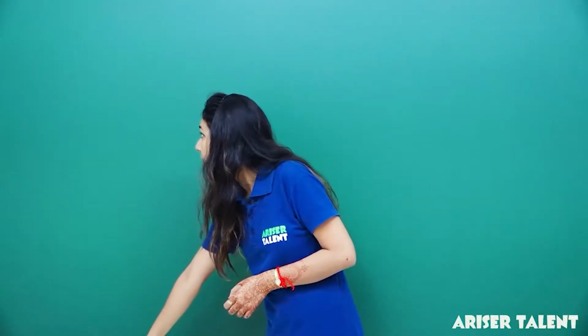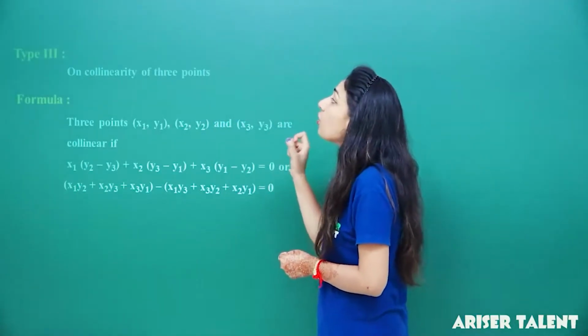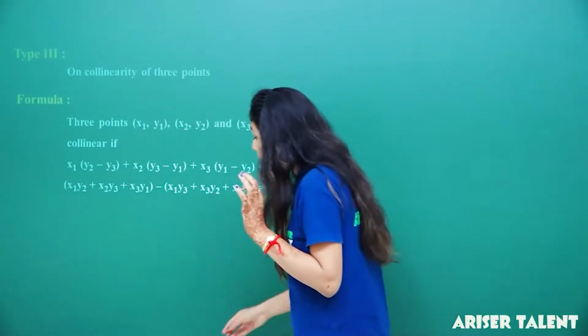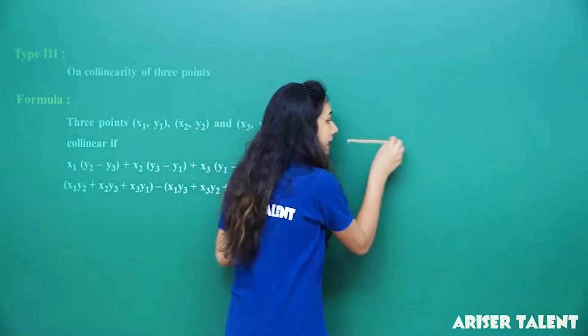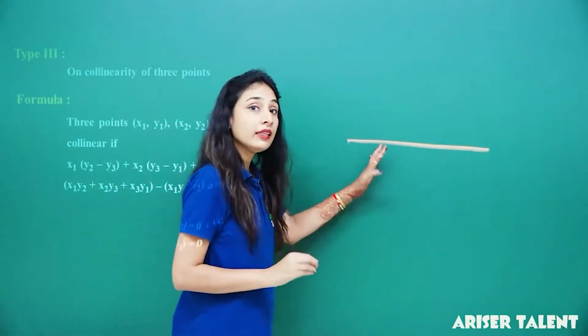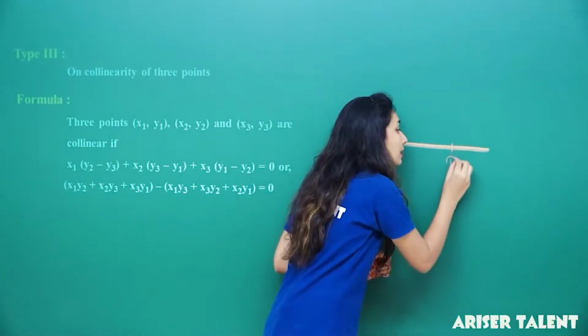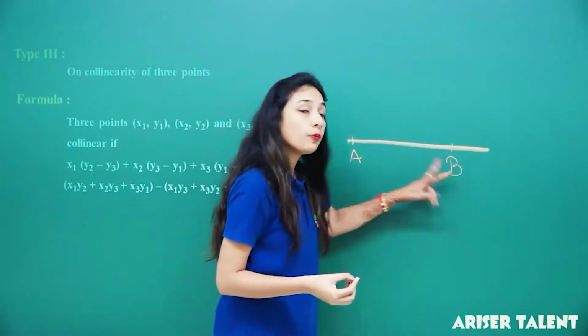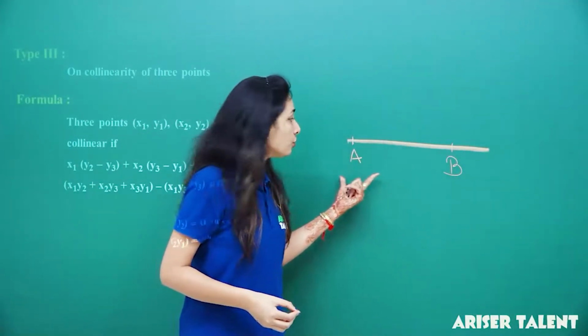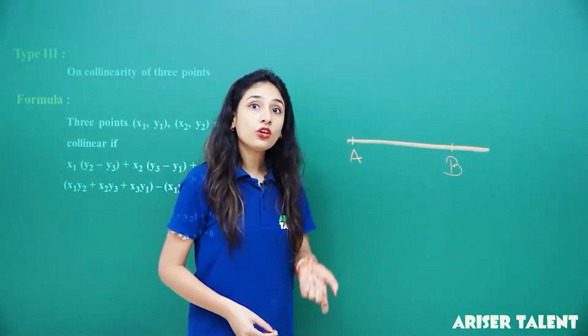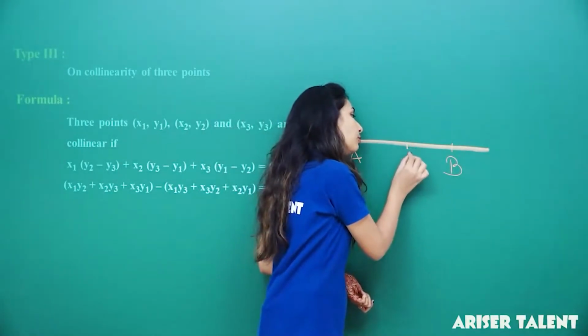So, for that, we have to understand the type 3, which is here: type 3 on collinearity of 3 points. Now, what do you mean by collinearity? If this is a line, I am having this point A here and this point B here. That means these two points are on the same line. So, these two points are collinear.